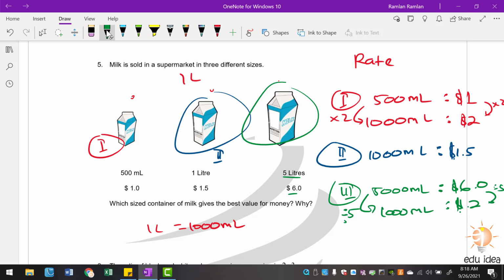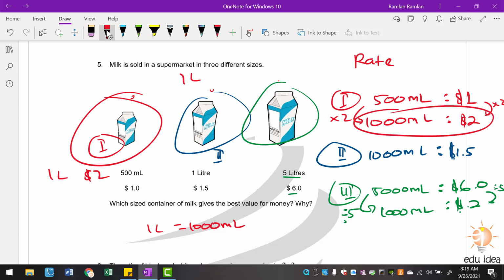So what does this mean? It means that for size 1, the small one, 1 liter costs $2, and for the second one, 1 liter costs $1.5. If we're just comparing the first and the second, the second one is cheaper. It has the same volume, but it's cheaper: this one is $2, this one is $1.5.